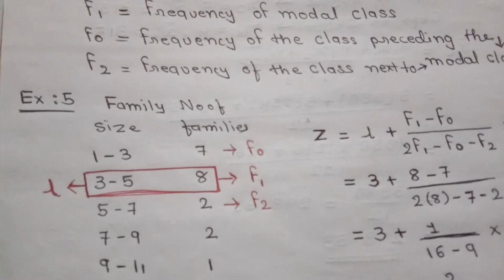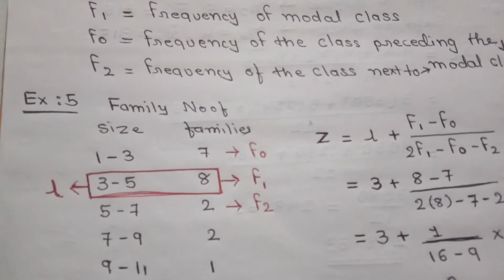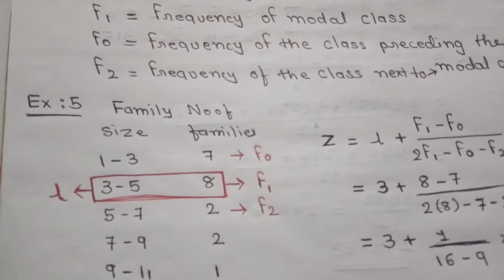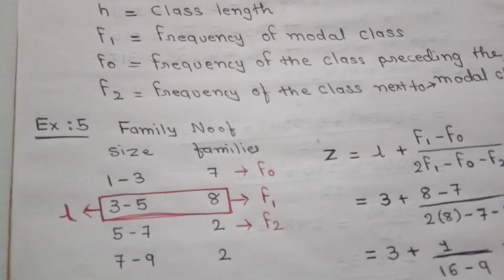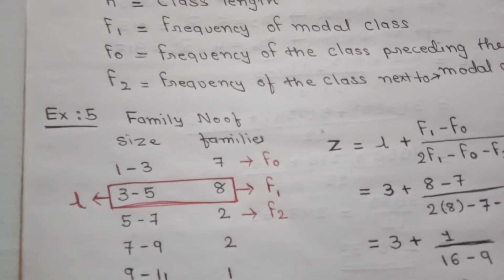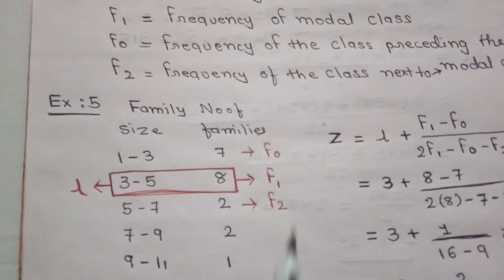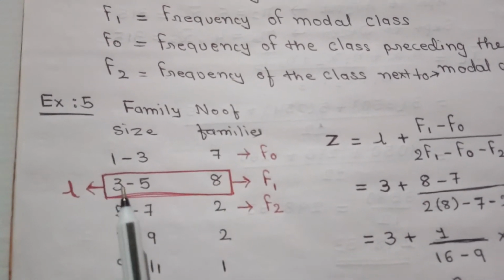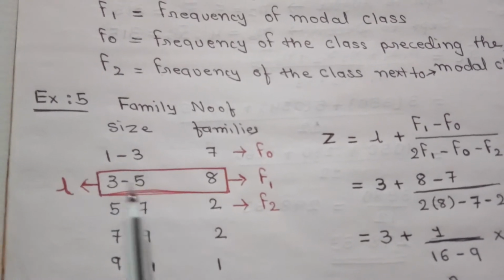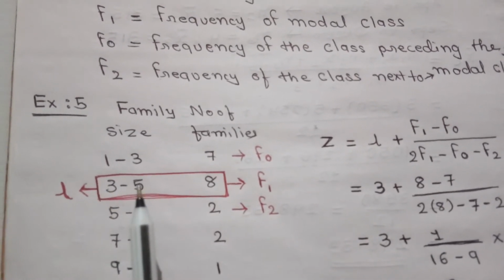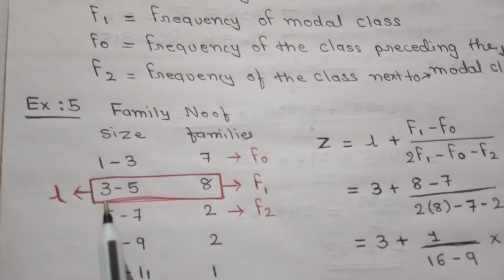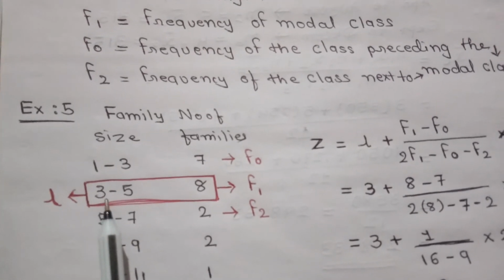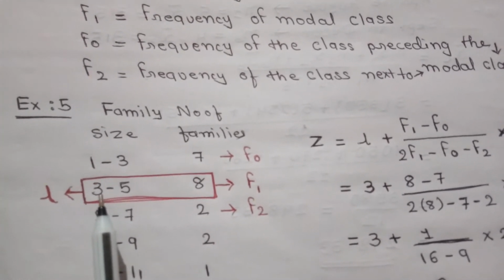Now L. In the formula, L was the lower limit of the modal class. And what was the modal class? Modal class is the class with the highest frequency. Now you can see here that among all the frequencies, 8 is highest. Now as 8 is highest, that means this class is the modal class. As these are exclusive classes, first of all 3 is your lower limit L.